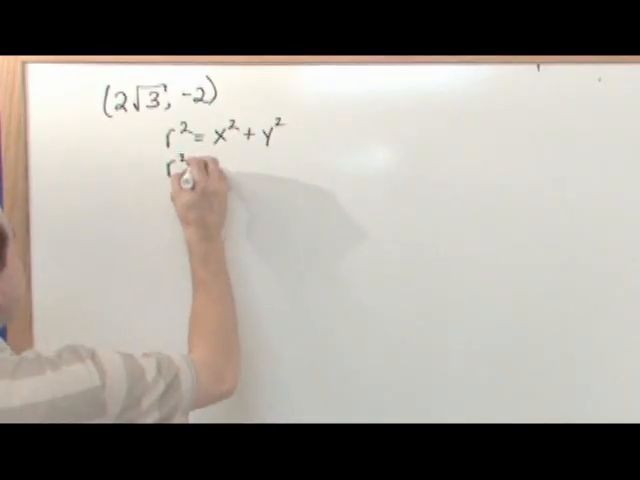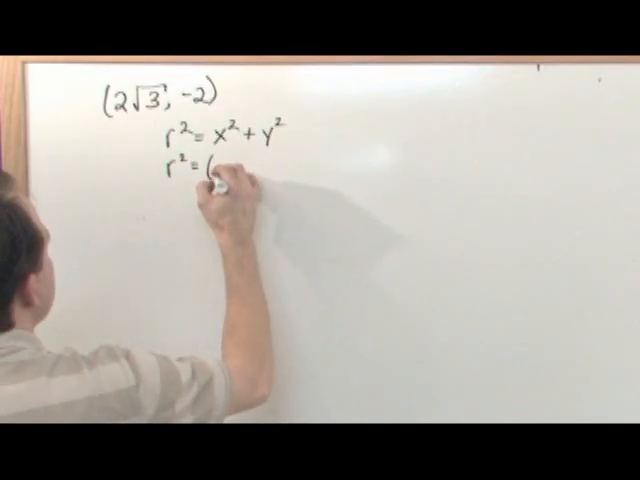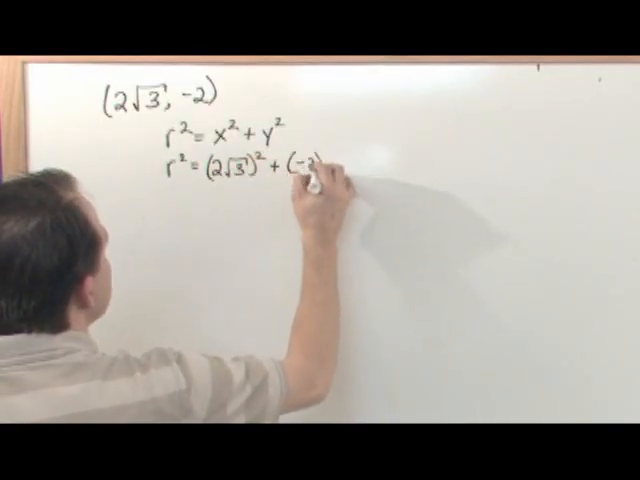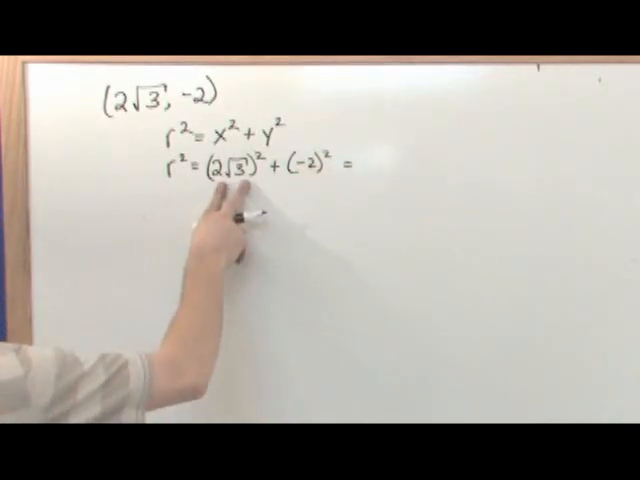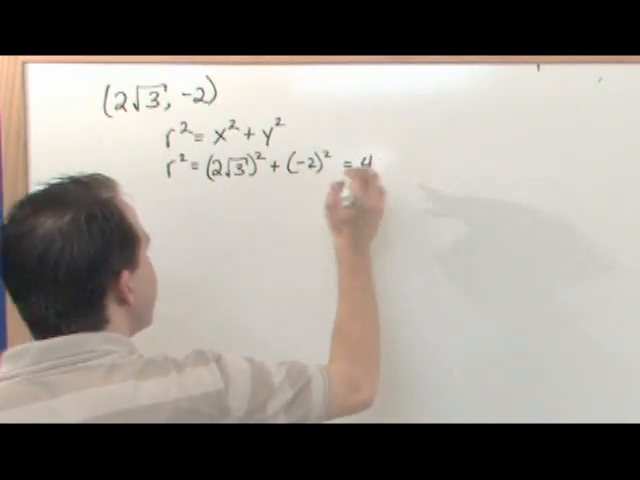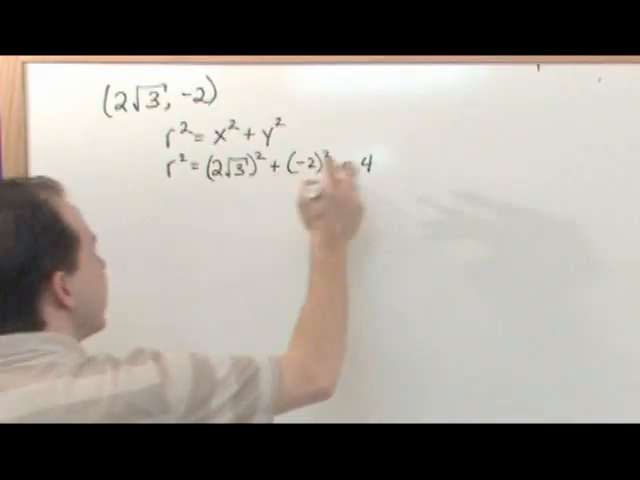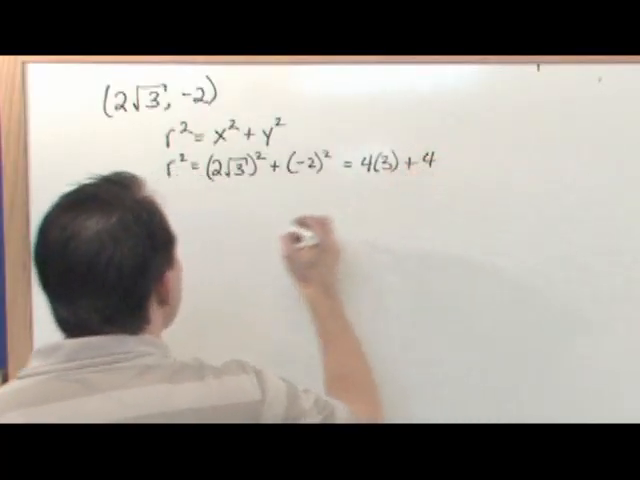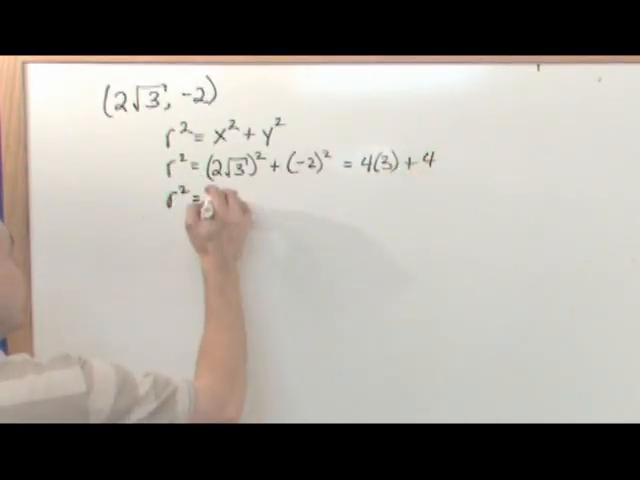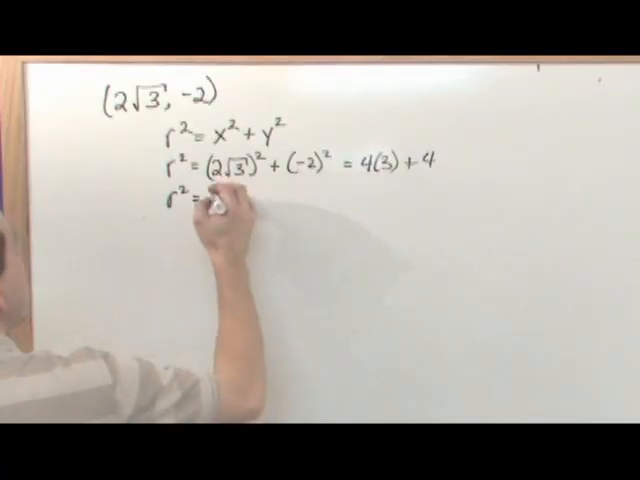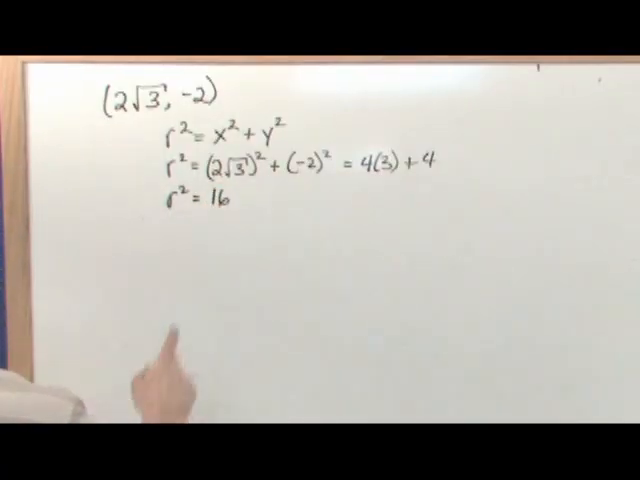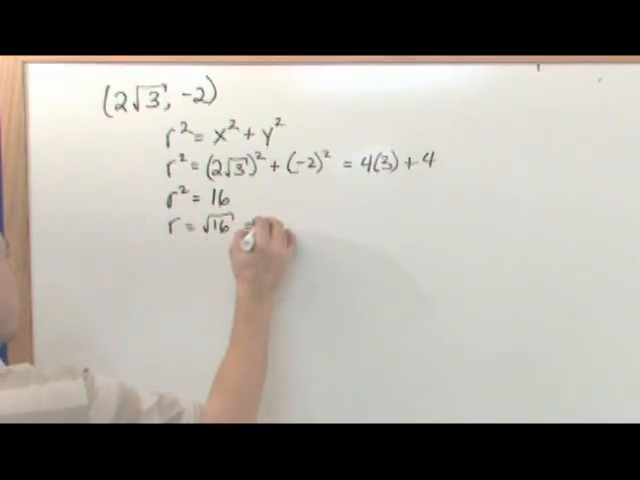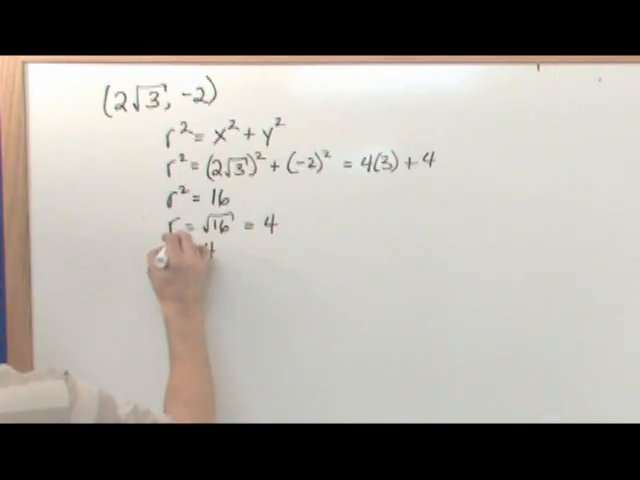So r squared is equal to, what do I have here? I have 2 times the square root of 3 squared plus negative 2 squared. Now what do I have in here? The 2 squared is going to give me 4, and the square root of 3 squared is just going to give me 3. Okay? And negative 2 squared is just going to give me positive 4. So r squared is equal to 12 plus 4, which is going to give me 16. Okay? And then to actually find what r is, I just take the square root of 16, which is 4. So r is equal to 4. So I'm halfway home.